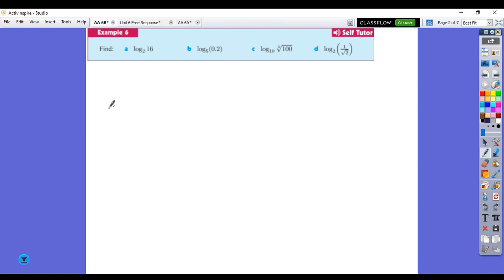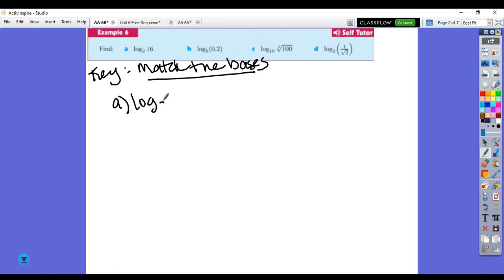All right. So the key to this anytime you're evaluating, you're going to match the bases. Okay. So for letter A, I'm going to replace 16 with this base. 2 to what power equals 16? So think of all your powers of 2.